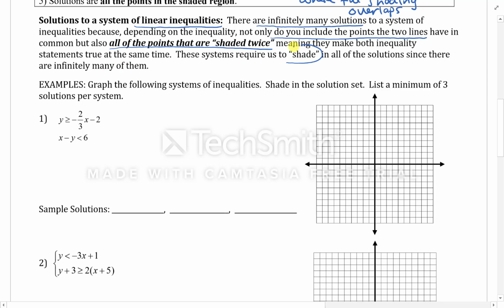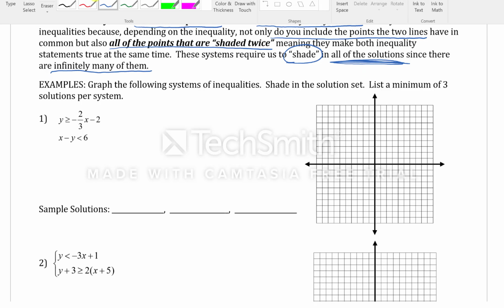And so the reason we shade is because we're trying to show all of the solutions, right? And there's infinitely many of them, so it's impossible to actually put a dot on every single solution. So instead we shade to show this is the area where the solutions would be. That's what the shading represents, where all the solutions are. It's like the pool of solutions. So let's try a few examples and then you can see how this works.